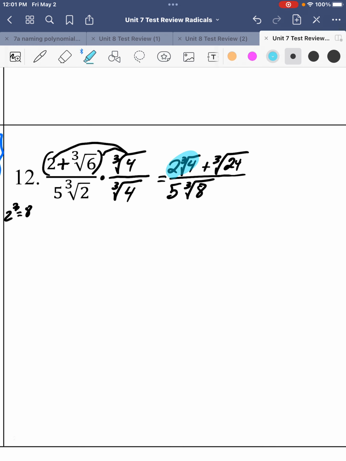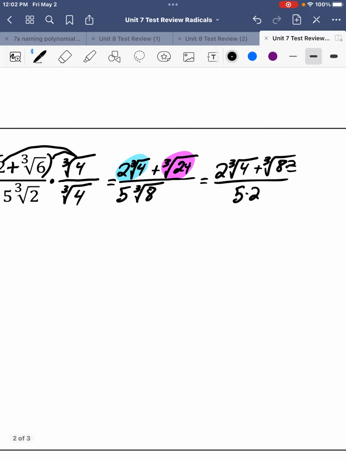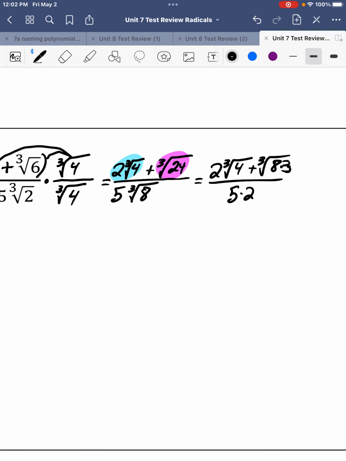So I look at the first term, nothing to simplify. The cube root of 4 I cannot do. Look at the second term, cube root of 24, that is divisible by 8. 8 and 3. So I'm going to have 2 cube root of 4 plus cube root of 8 and 3 over cube root of 8 is 2. Well, that's a 3 there.